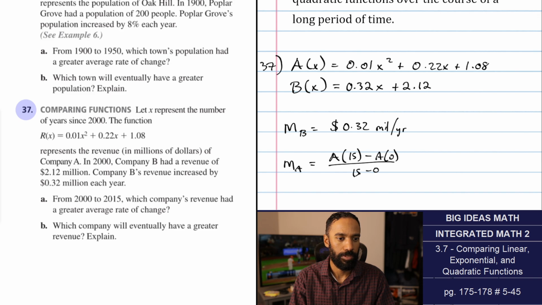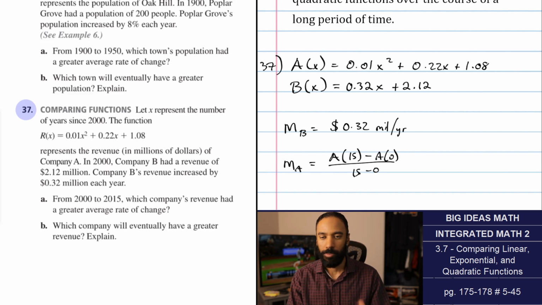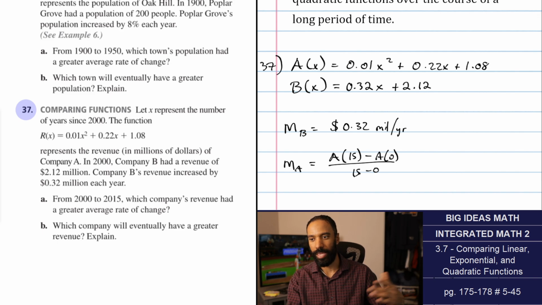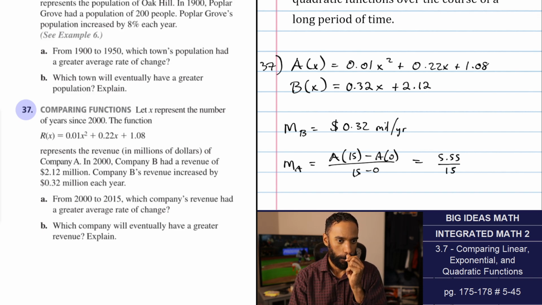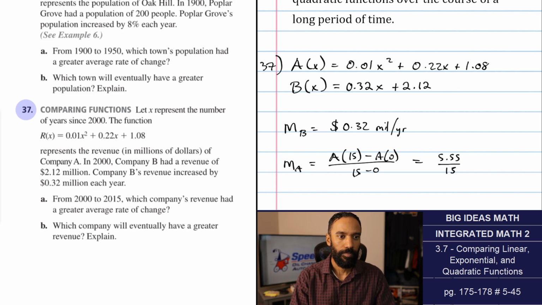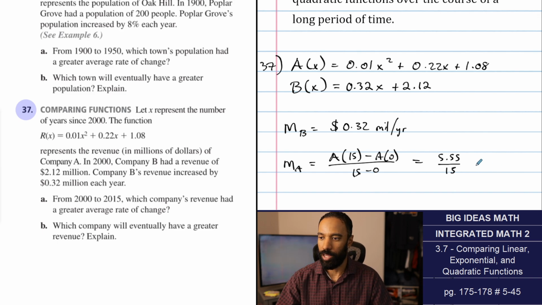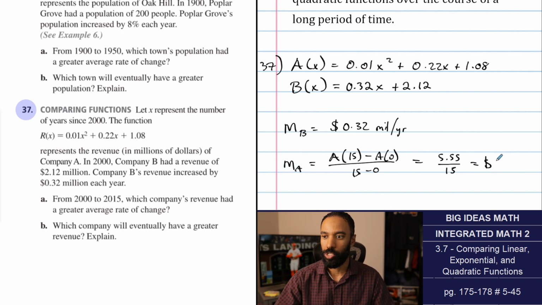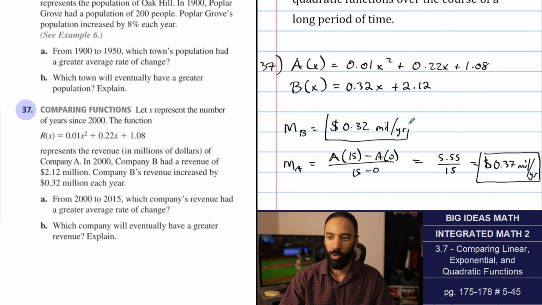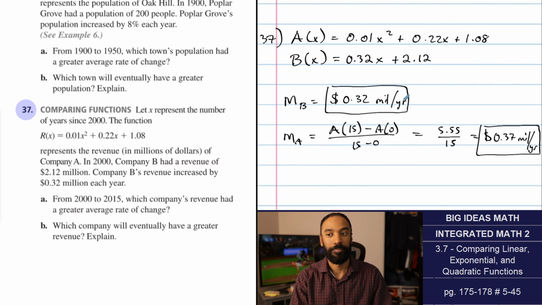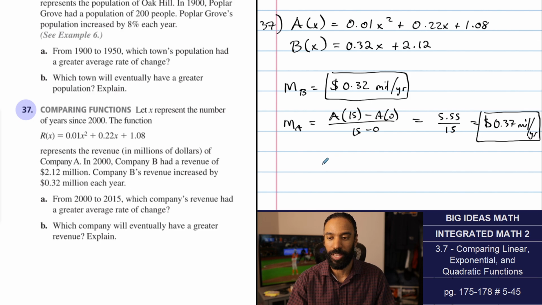0.22 times 15. And that's going to be the top part because we add 1.08 and then we subtract it back out. So that's 5.55. And then we divide that by this 15 here. We get 0.37, and that's on the button. So Quadratic was winning, 0.37 mil per year. I thought they were going to stick to their guns of, well, the linear is more to start with. No, it's not. Not over the first 15 years, maybe less, sure.